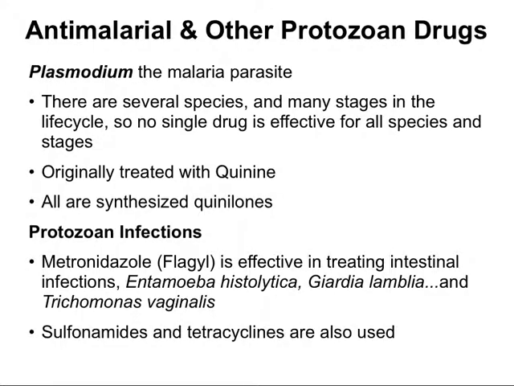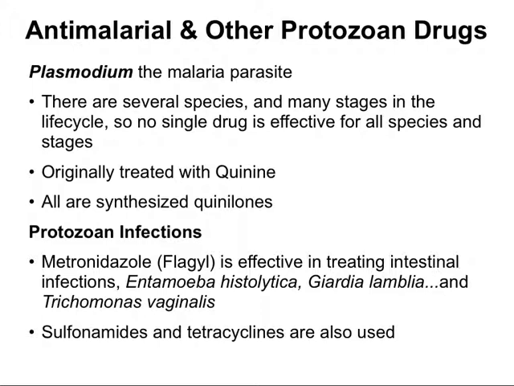So protozoans are also eukaryotic cell types. Again, they present a little bit of an issue with treatment. We'll look at Plasmodium separately. It's the malaria parasite, and there are several different species of this parasite, and there are many different stages in the life cycle involving several hosts, as you've probably seen on the wiki post. So no single drug is really effective for all species and stages of the life cycle.